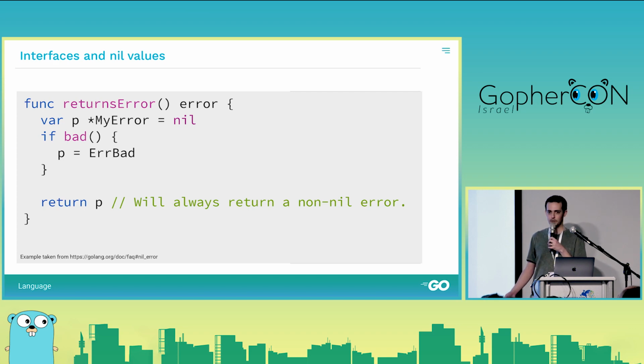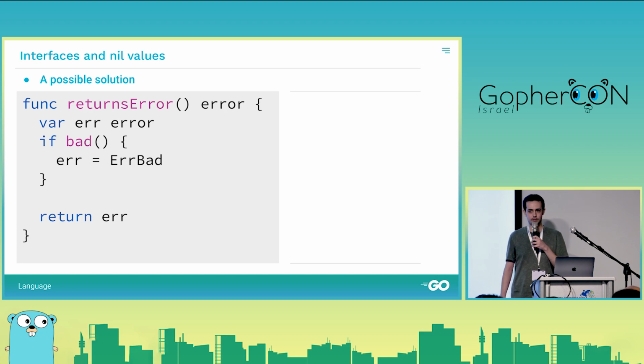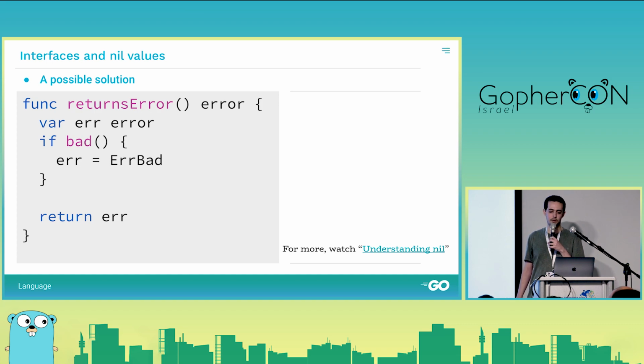That's because error is an interface, and once again, we assign a dynamic type to it, which makes it non-nil. A possible solution to that is just to declare our internal error as the error interface type. In this case, when all is well, we'll just return its zero value, nil interface. So in general, be careful with returning custom error types as an error interface. We'll stop talking about nil here, but there are more funny issues with nil, and if you're interested, I really recommend watching Francesc Campoy's talk, Understanding Nil.